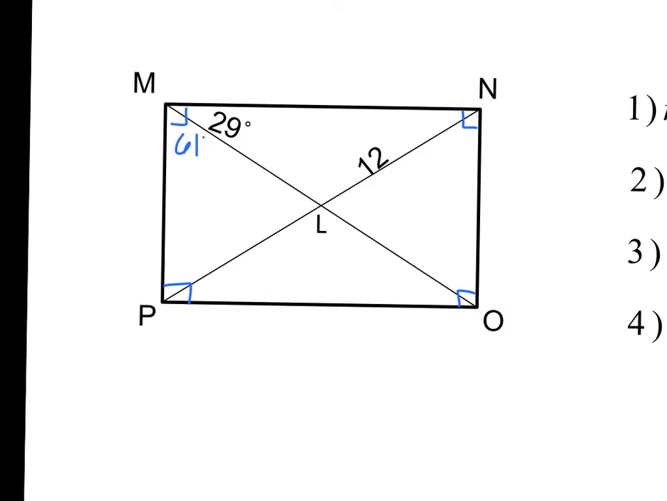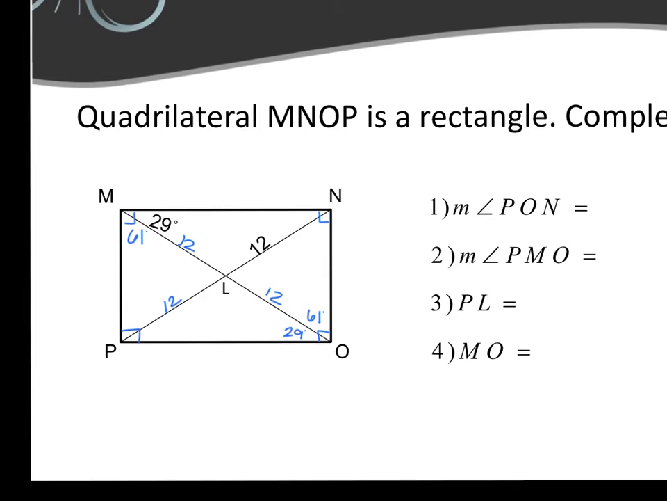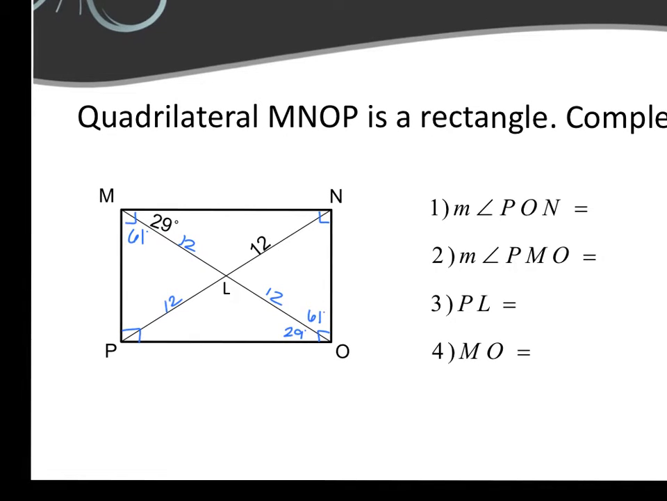Are the opposite sides still parallel? Yeah, so my alternate interior angles still apply, right? This would be 29. This would be 61. What do I know about the diagonals? Alexis? They're bisected and congruent. So if LN is 12, then PL is 12, ML is 12, and LO is 12. With me so far? Yep.